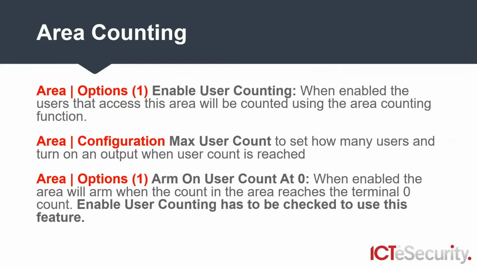And then you can also have it so that if it goes down to 0, then it will arm the area automatically. So, enable user counting usually means that you want to limit access to that area after a certain amount of people have entered. So if you put 15 in there or something like that, the 16th person will not be able to get into that area. And again, you can have an output that gives a signal to the person that there's too many people in there if you want to have that set up. So do that.